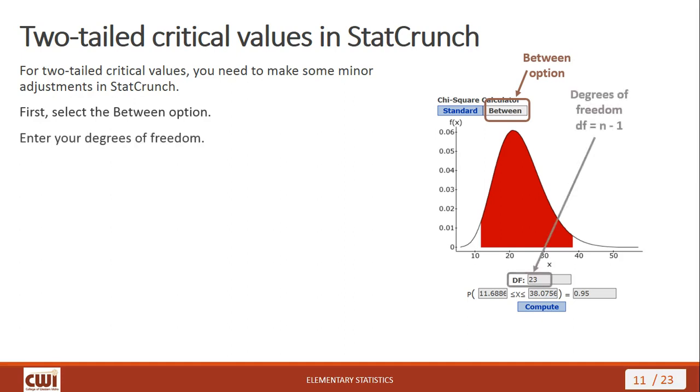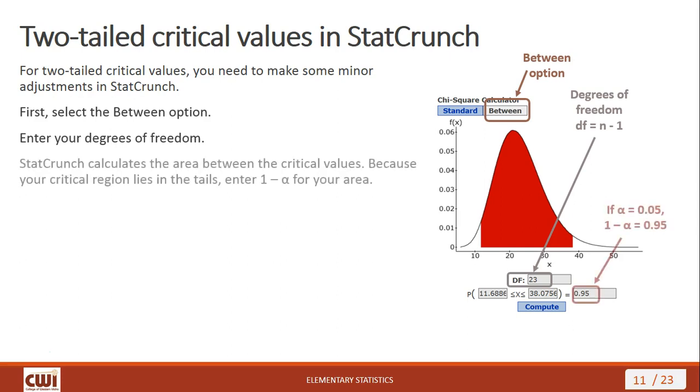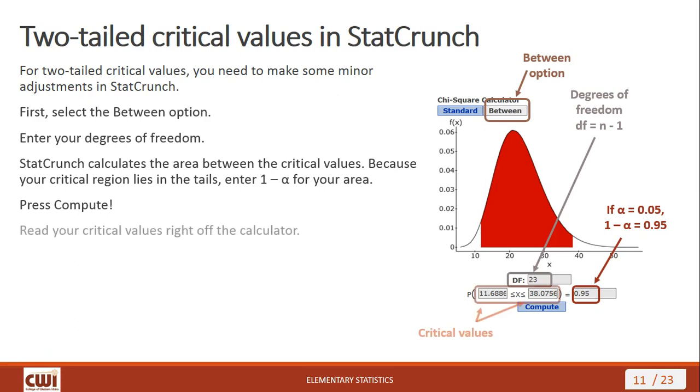Select your degrees of freedom. You'll put that up at the top as you always have. And then you're going to have to make some adjustment with the area that you're looking for. So if your alpha level is 5%, because the calculator is calculating the area in between the tails, you want the complement of alpha, which in this case would be 95%. So put that area into the right side of your probability calculation, press compute, and out comes your critical values. And again, you just take those right off the calculator. No further adjustment needed.